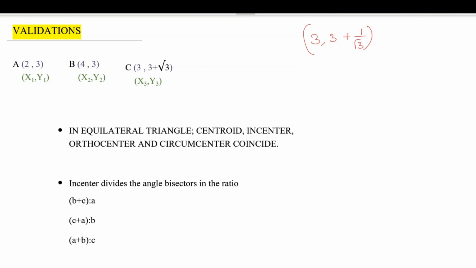Not only that, we know a centroid divides a median in the ratio of 2 is to 1. Using that, we can calculate the incenter ratios as well. Here it's a, b, and c, all are 2. So it is like 2 plus 2 is to 2. This means 4 is to 2, nothing but 2 is to 1. So the incenter here is dividing those angular bisectors in the ratio of 2 is to 1, which is the same as the way a centroid divides, as it's equilateral and all these points coincide.